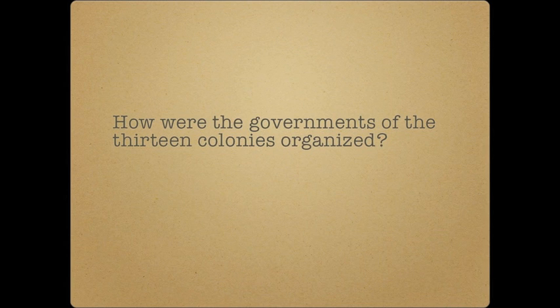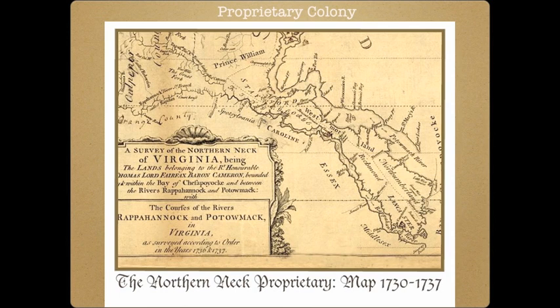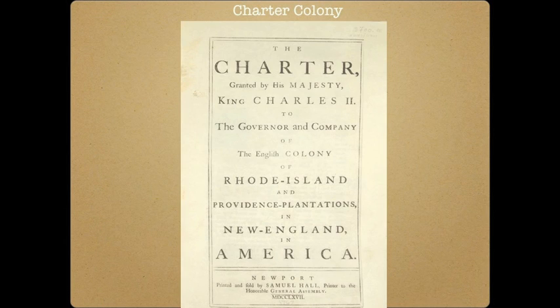How are the governments of the 13 colonies organized? The royal colonies were ruled directly by the English monarchy. The king granted land to people in North America, who then formed proprietary colonies. The charter colonies were mostly self-governed, and their charters were granted to the colonists.